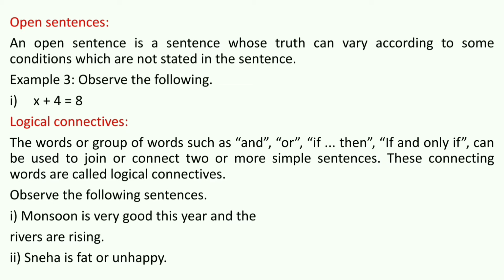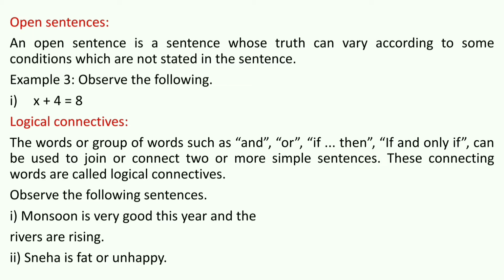Open sentences. An open sentence is a sentence whose truth can vary according to some conditions which are not stated in the sentence. Example 3. Observe the following. X plus 4 equals 8. That means here the truth value depends on x, which is 4. Logical connectives. The words or group of words such as and, or, if then, if and only if can be used to join or connect two or more simple sentences. These connecting words are called logical connectives.